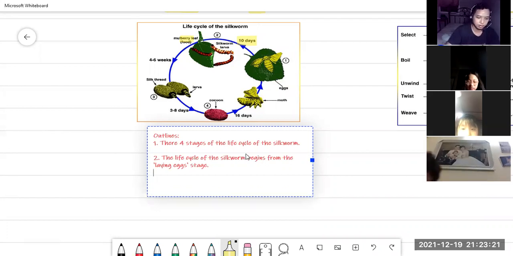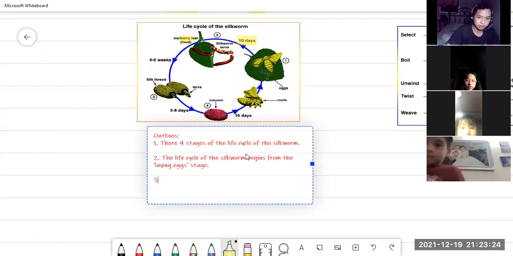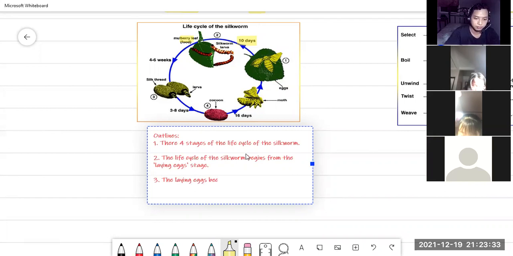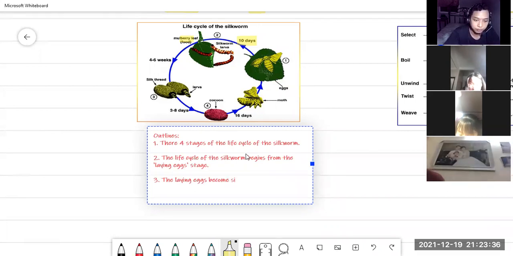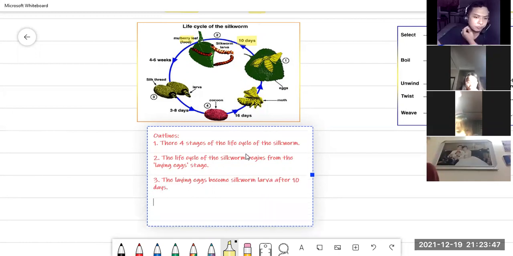Okay, so we can write in here the laying eggs become silkworm larva after 10 days. Very good. Next, the second stage. What is the second stage? The second stage is silkworm larva.